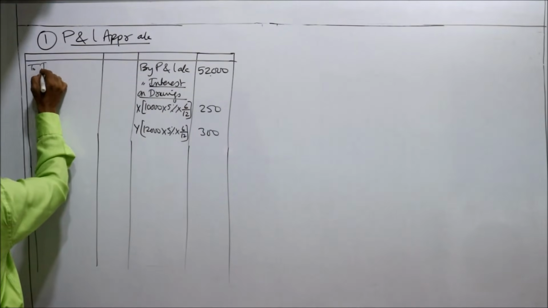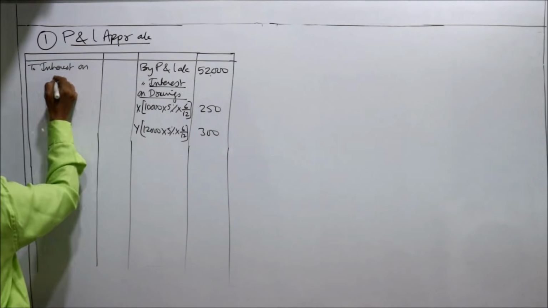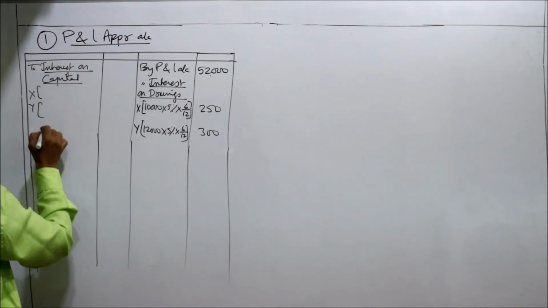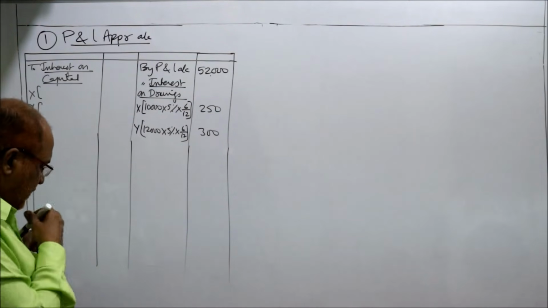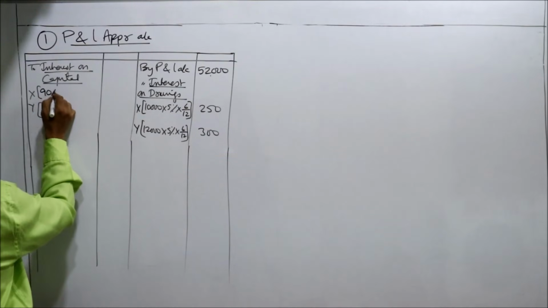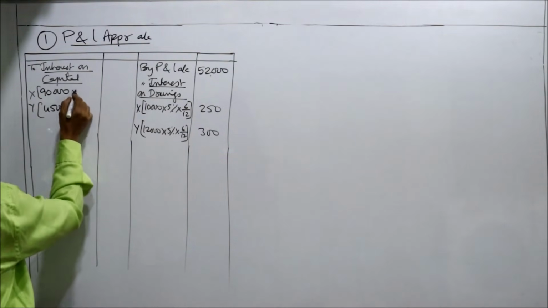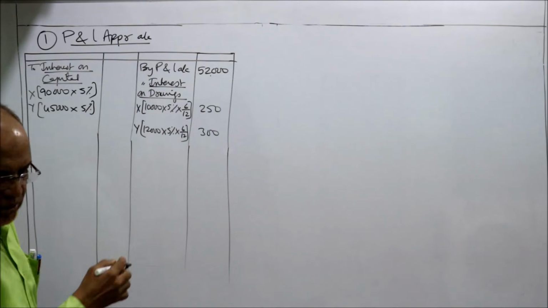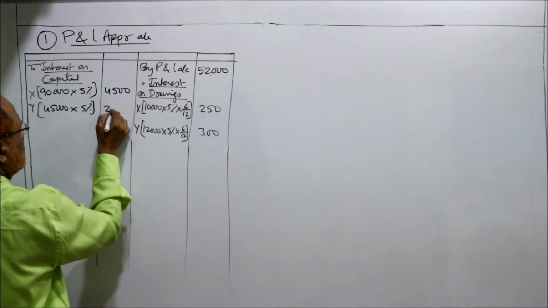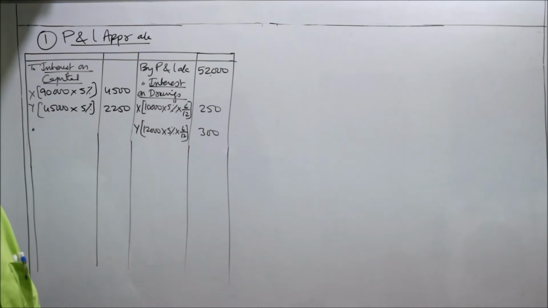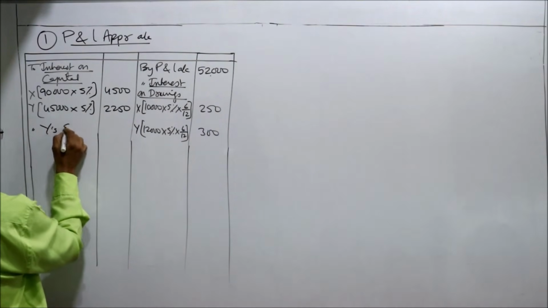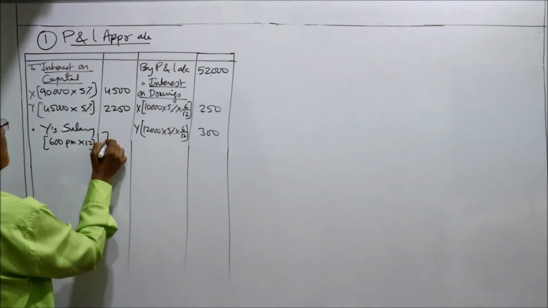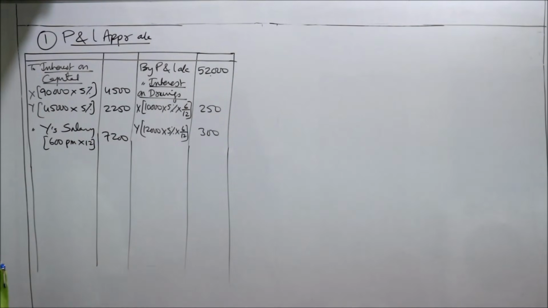Similarly, we take interest on capital. How much is the capital at the beginning of the year? 90,000, 45,000 at 5%. So it comes to 4,500 and 2,250. Salary, why salary? Salary is to be paid 600 per month into 12, 7,200. That's it. Now the remaining net profit.